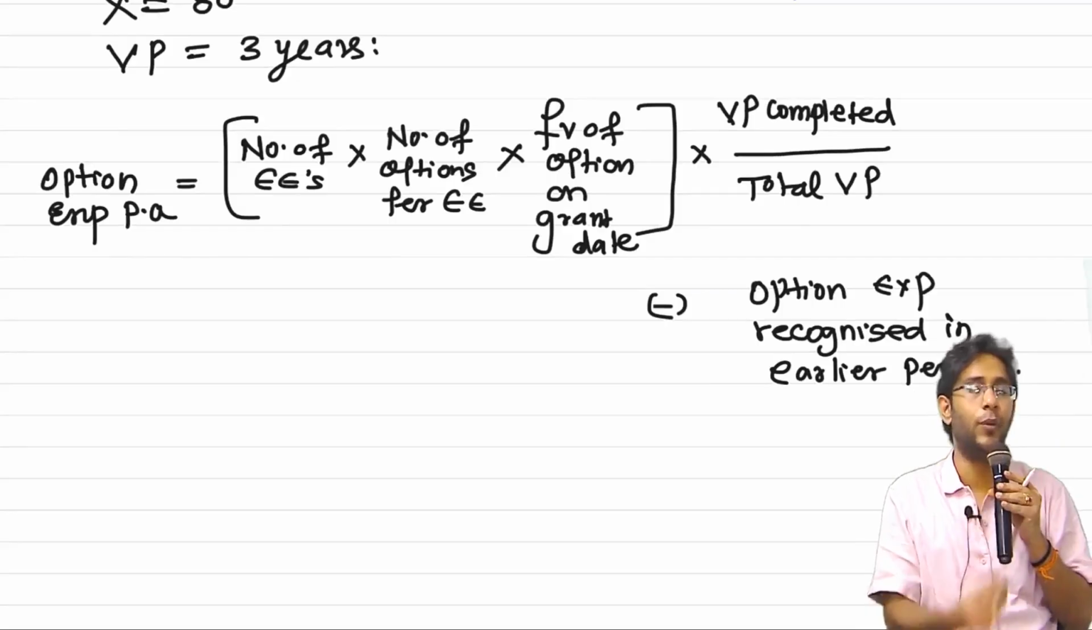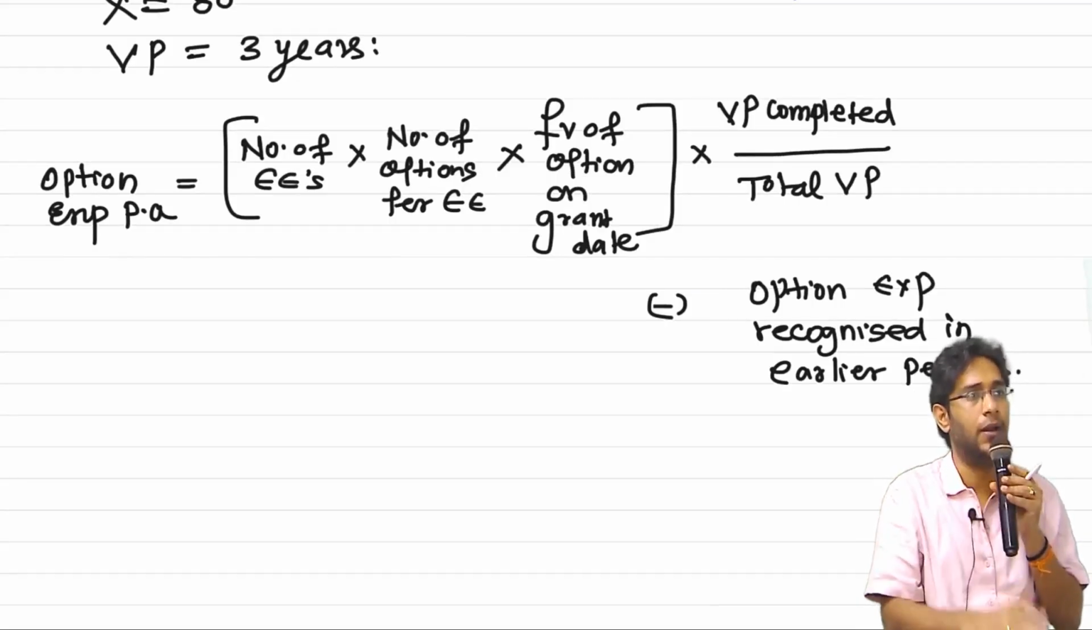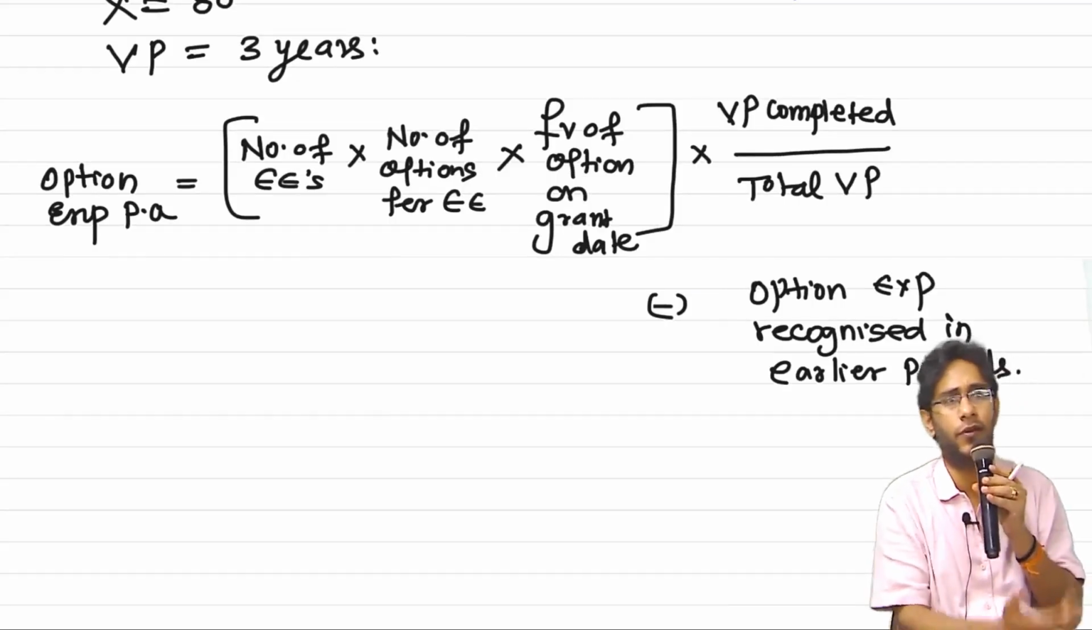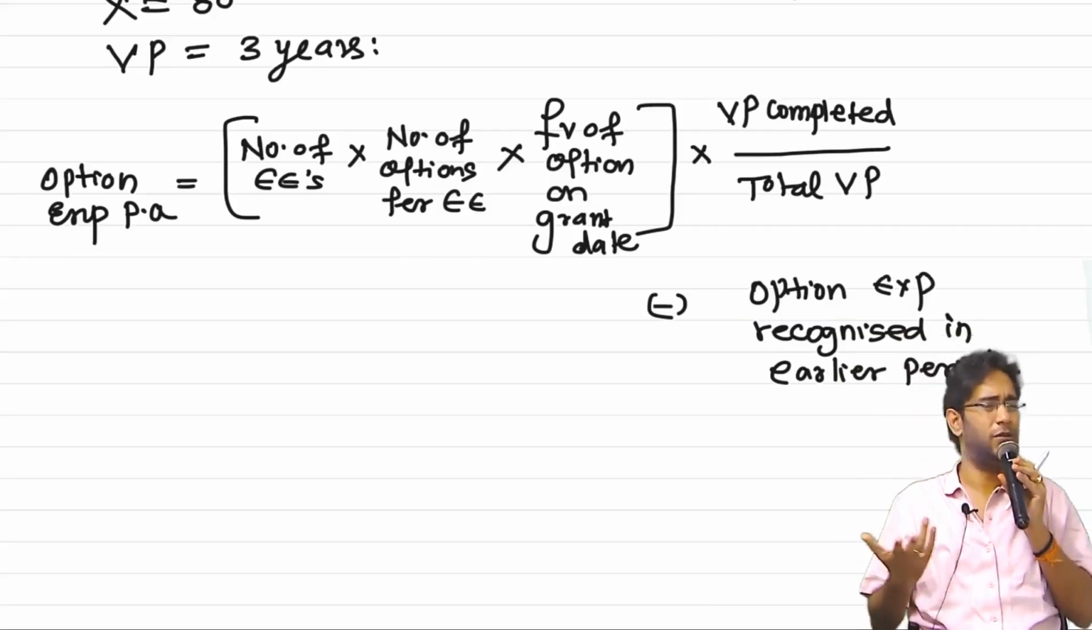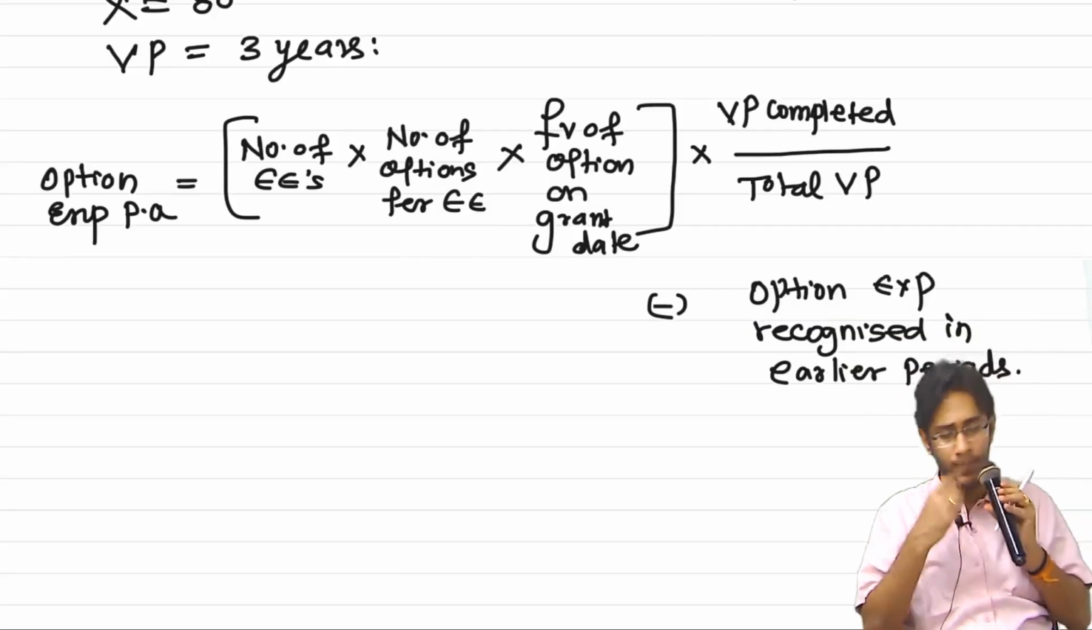Some of you might have learned this in the form of a table. Table is also okay. Formula is also okay. Formula is easy to observe the entire picture at once. Table is also okay. Answers will be the same any which way. Okay.